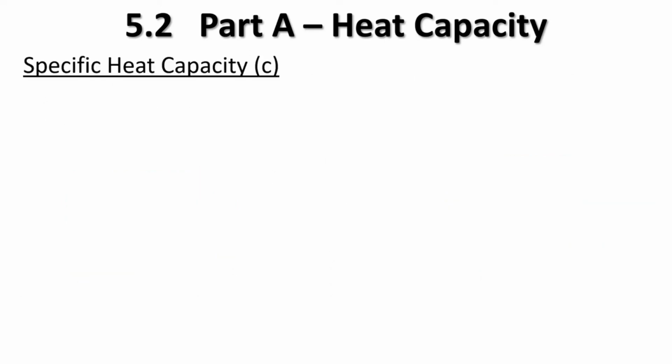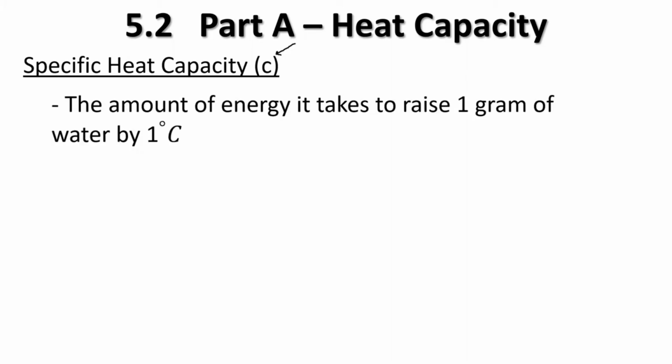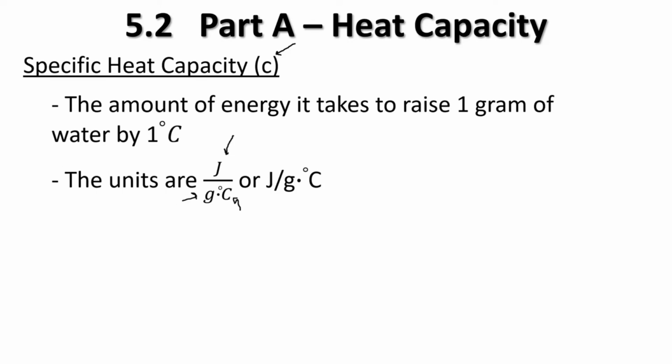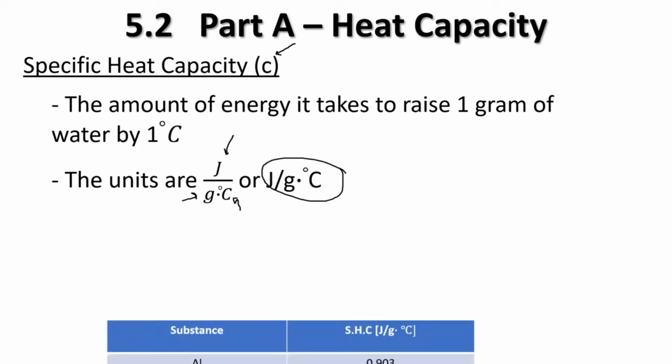Now we're going to look at specific heat capacity. We're adding one extra thing to our definition. It is represented by the letter C. So it's the amount of energy it takes to raise 1 gram of water by 1 degree Celsius. Now it's got a rather wild unit here. It's measured in joules divided by grams multiplied by degrees Celsius. So it'll probably more typically look like that.